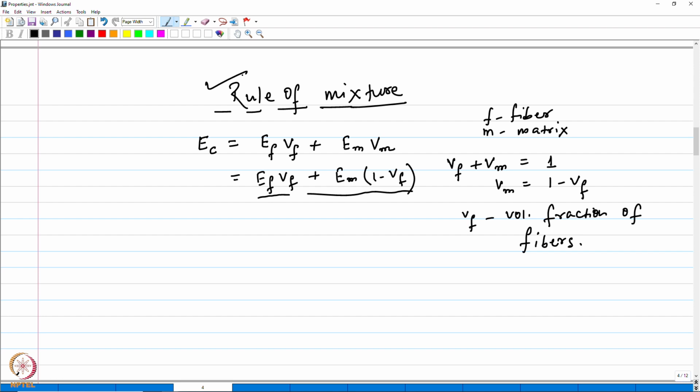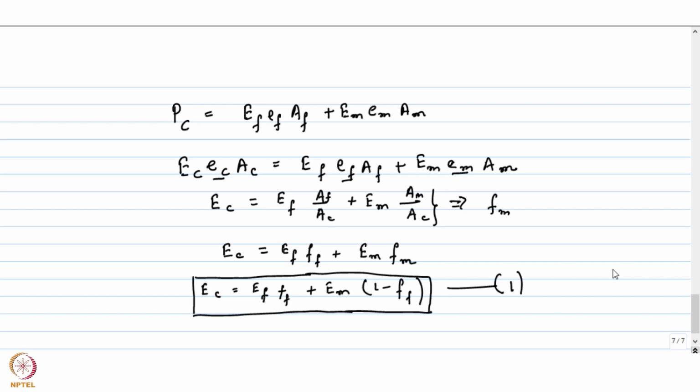In a fiber reinforced composite, we have seen that if the volume fraction Vf is known, then the property of a composite, for example the elastic modulus, can be estimated by this rule of mixture equation. It goes by this particular relationship, and as I said, this is basically the weighted average of the properties of the individual constituents of the composite. So if we know the volume fraction of the fiber, any property like elastic modulus or any other property can be estimated using the rule of mixture equation. We discussed the rule of mixture and derived it.